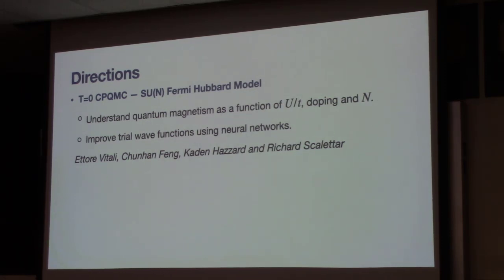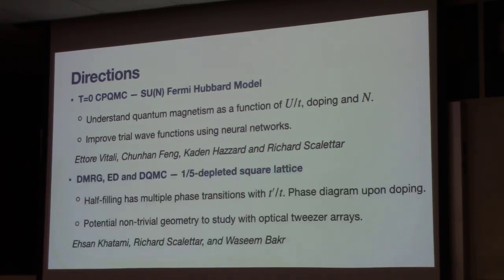my collaborators, Ettore, Shunhan Feng, who is now at Flatiron, my PhD advisor Kevin Hazzard, and Richard Scalettar at UC Davis. And then another project that I'm working on has to do with an interesting geometry called the Fleet lattice. We're trying to map the phase diagram and it might have interesting connections with some of those optical tweezers that I just briefly mentioned, with Sankatami at San Jose State and Wasim Baker at Princeton.